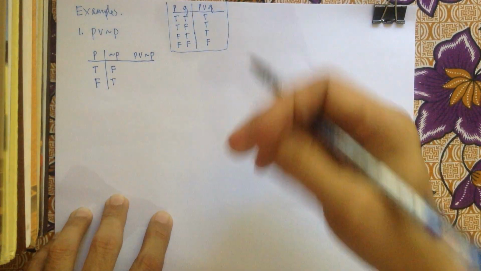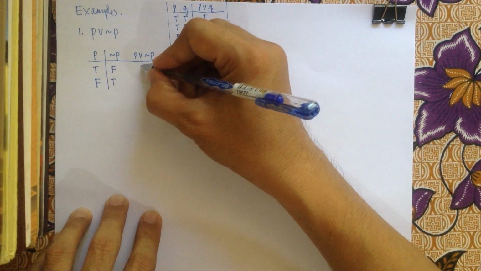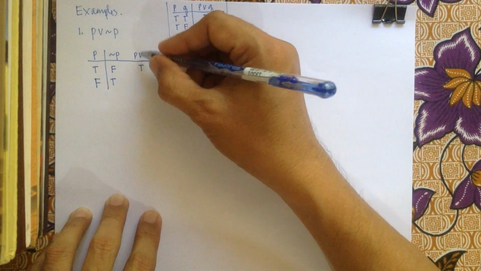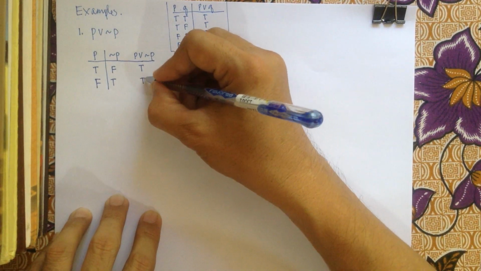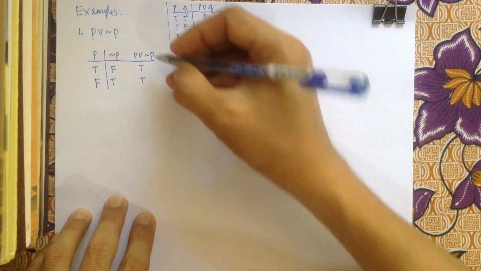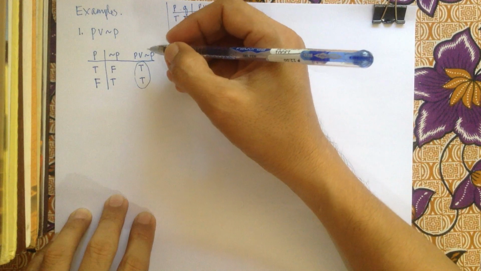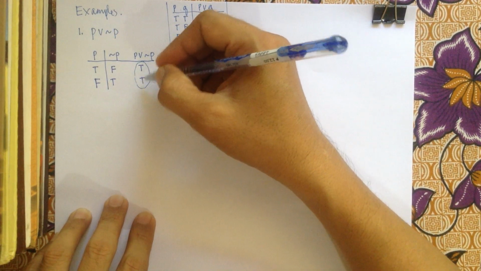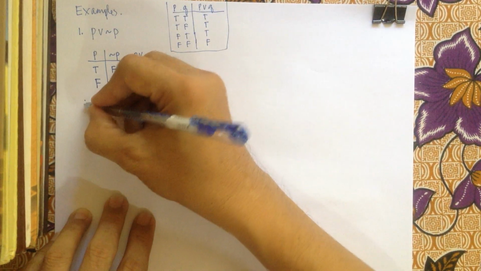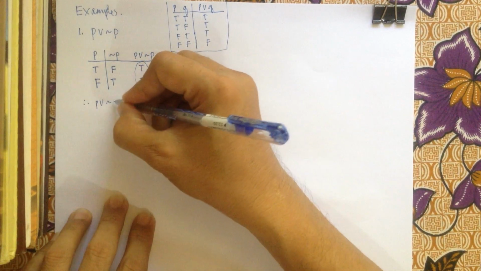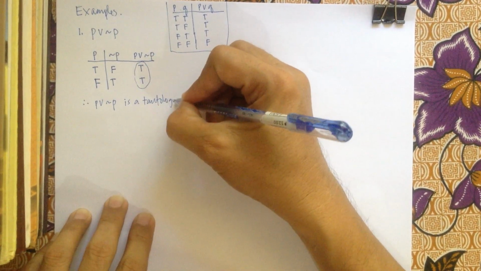Recall this one. So what is now the truth value of P or not P? You have true or false. That gives you true, right? Because under or, you have true if at least one of them is true. This one also is true. Now, take note of this particular column. This shows the truth table for P or not P, and we have all true for every possible truth value of its components. So we conclude that P or negation of P is a tautology.